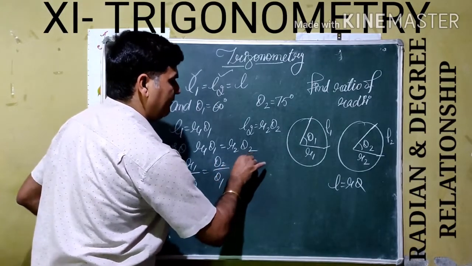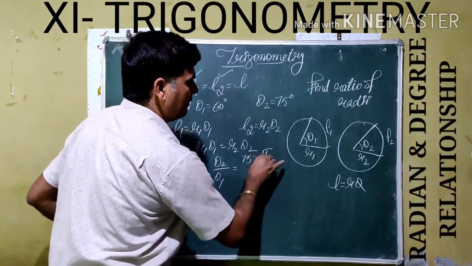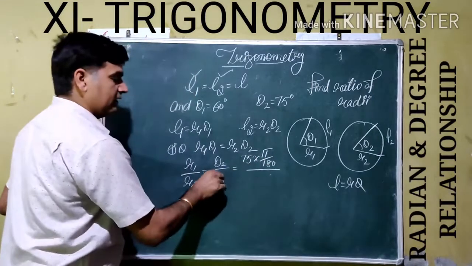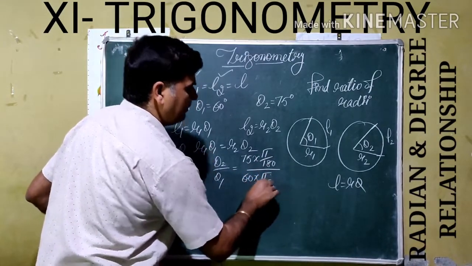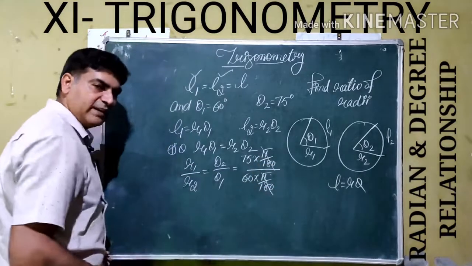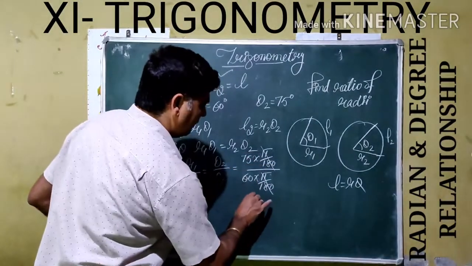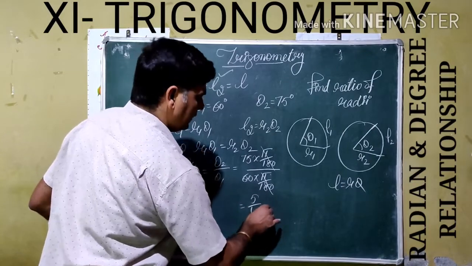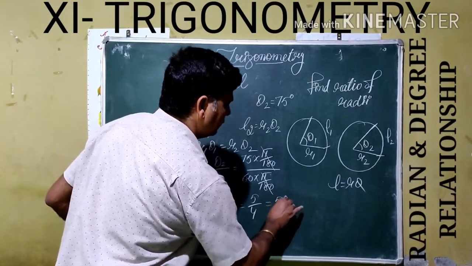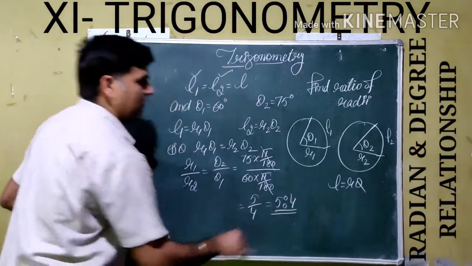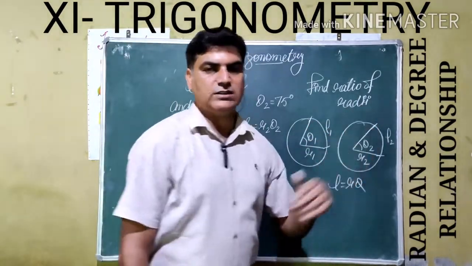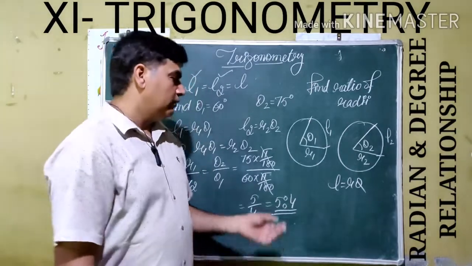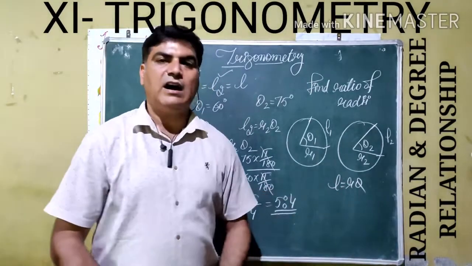Theta 2 is 75 degree. If we convert in radian, multiply by pi by 180. Theta 1 is 60 degree, 60 multiplied by pi by 180. Here pi by 180 is the same, cancel out. On the table of 15, they can cancel out. 15 5s are 75, 15 4s are 60. So the ratio comes out 5:4 here. So like this, we can find out the ratio of radii. Maybe the same question is asked in another type. So we can do it by use of L is equal to R theta.